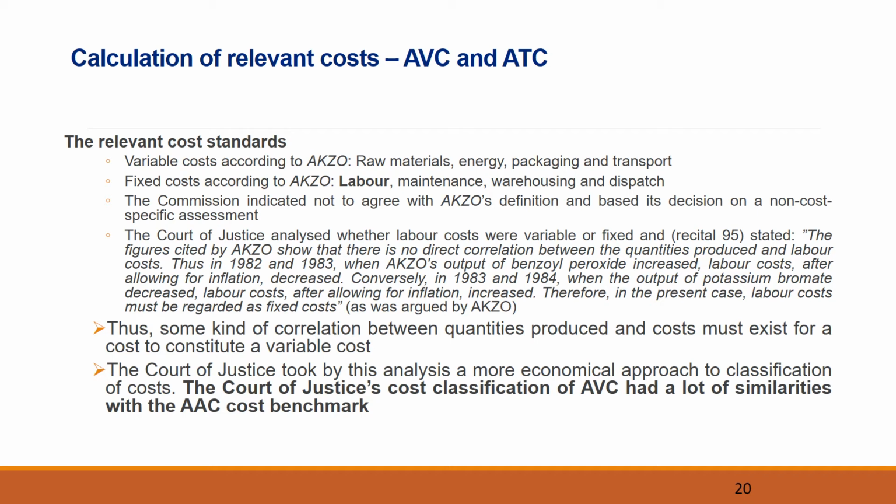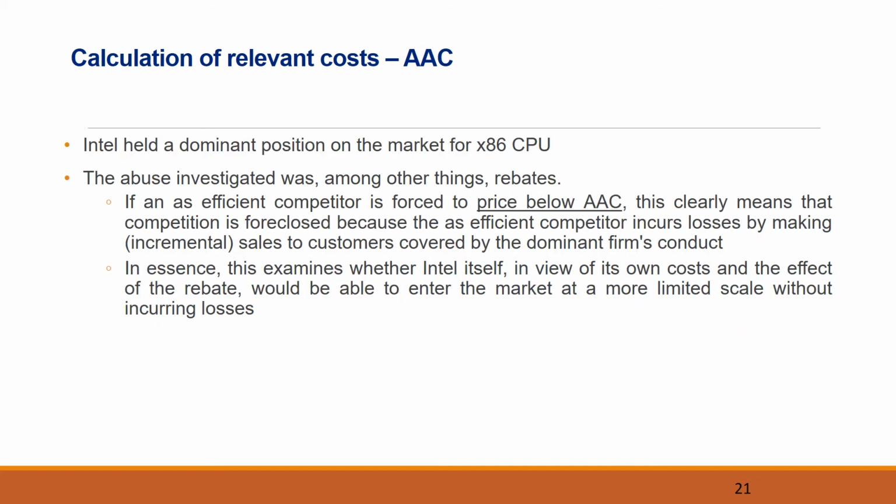Specifically, the labor costs are of particular interest in this case, since the Court of Justice analyzed whether labor cost was variable or fixed, and concluded that the labor costs were actually negatively correlated with output and therefore regarded as fixed costs. Thus, some kind of positive correlation between quantities produced and costs must exist for a cost to constitute a variable cost. By this analysis, the Court of Justice took a more economic approach to classification of costs, and this cost classification had a lot of similarities with the AAC cost benchmark.